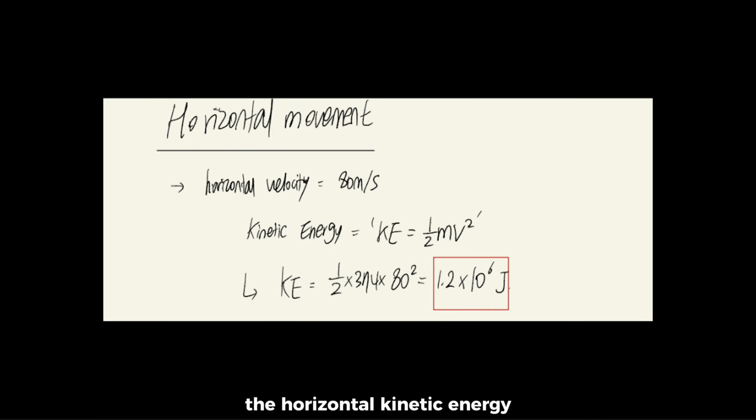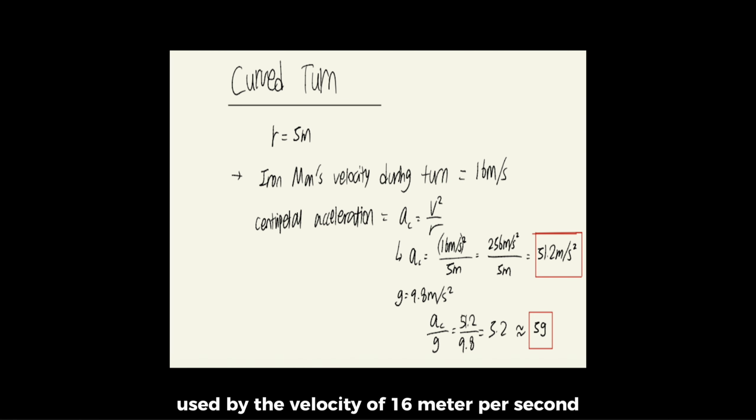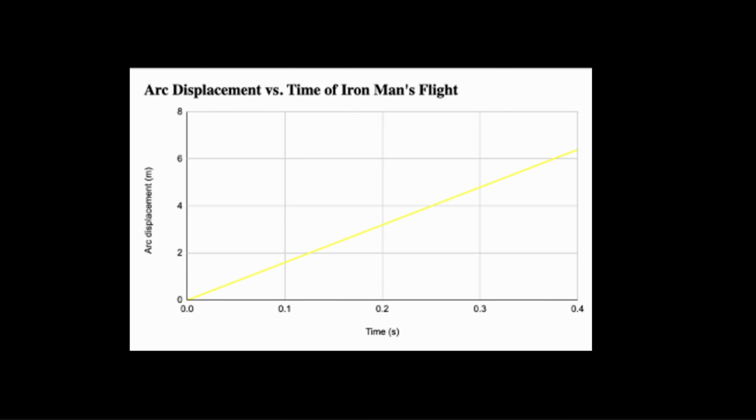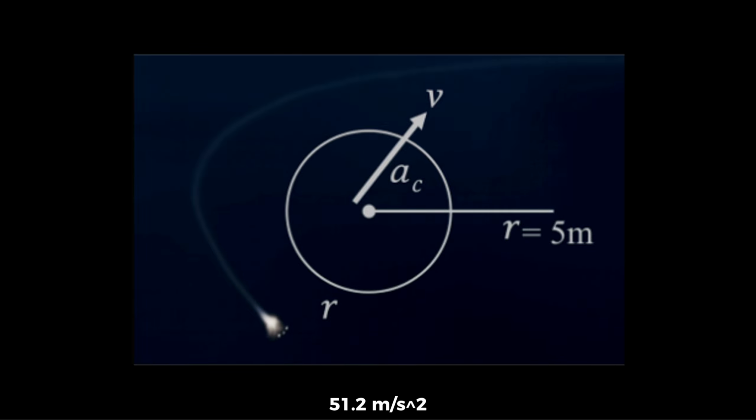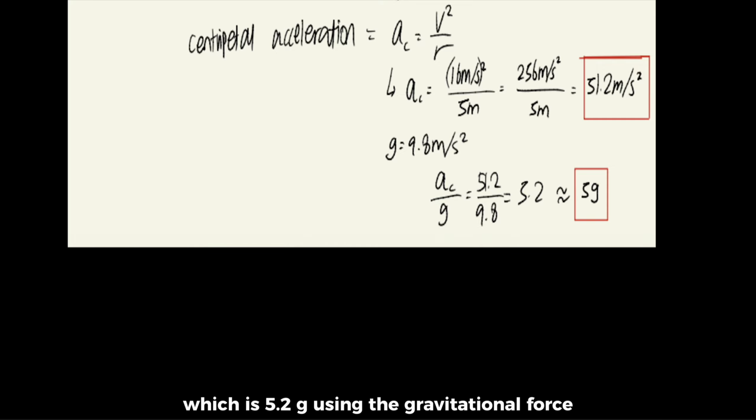The horizontal kinetic energy is calculated using the velocity of 80 meters per second. The KE equals 1/2 mv squared, which results in 1.2 times 10 to the power of 6 joules. The centripetal acceleration, using the velocity of 60 meters per second and radius of 5 meters, results in an acceleration of 51.2 meters per second squared, which is 5.2 g using gravitational acceleration as 9.8 meters per second squared.